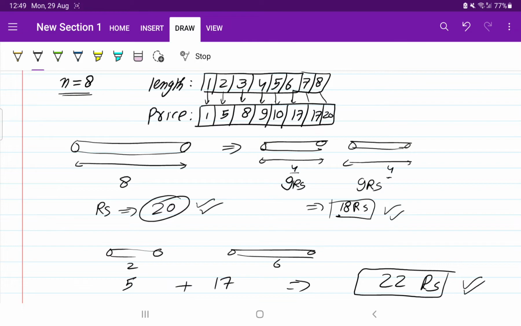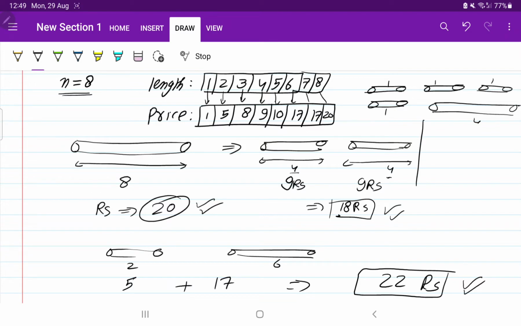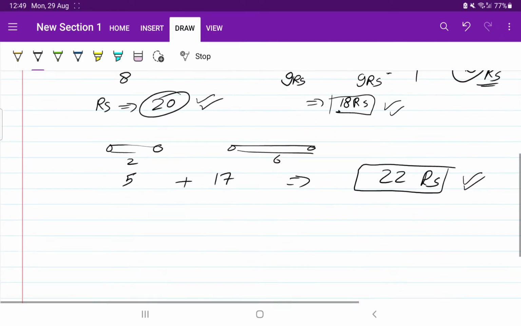You can cut into any pieces. It doesn't mean that you can cut into 2 pieces only. You can cut into lengths of 1. Suppose you have cut this into 1, 1, 1, 1 and the other one is 4. Now the total length is again 8. What is the price of 1? 1 rupee. So 1, 2, 3, 4. What is the price of 4? 9 rupees. So you are going to get 13 rupees. Ultimately you can cut this rod into any number of sizes, 1 2 3 4 5 6 7 8. I hope the question is clear now.